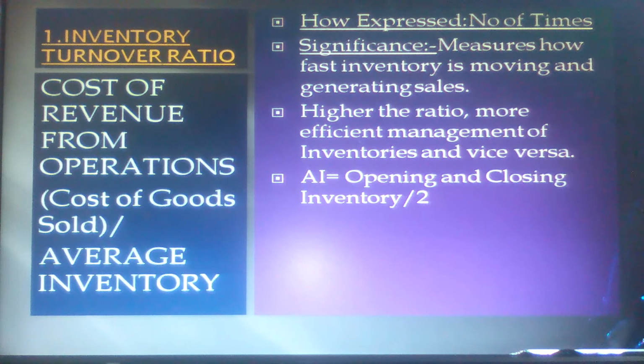Inventory turnover ratio. So the significance here is that it measures how fast inventory is moving and generating sales. What's the inventory here? Our stock position, nothing but our unsold items that you can readily sell anytime. That's what is moving, generating sales very quickly. It will measure the inventory turnover ratio. So the higher the ratio, naturally the more efficient the management of inventories, and vice versa. What is the meaning of average inventory? Nothing but our opening inventory and closing inventory divided by 2, you will get average inventory.